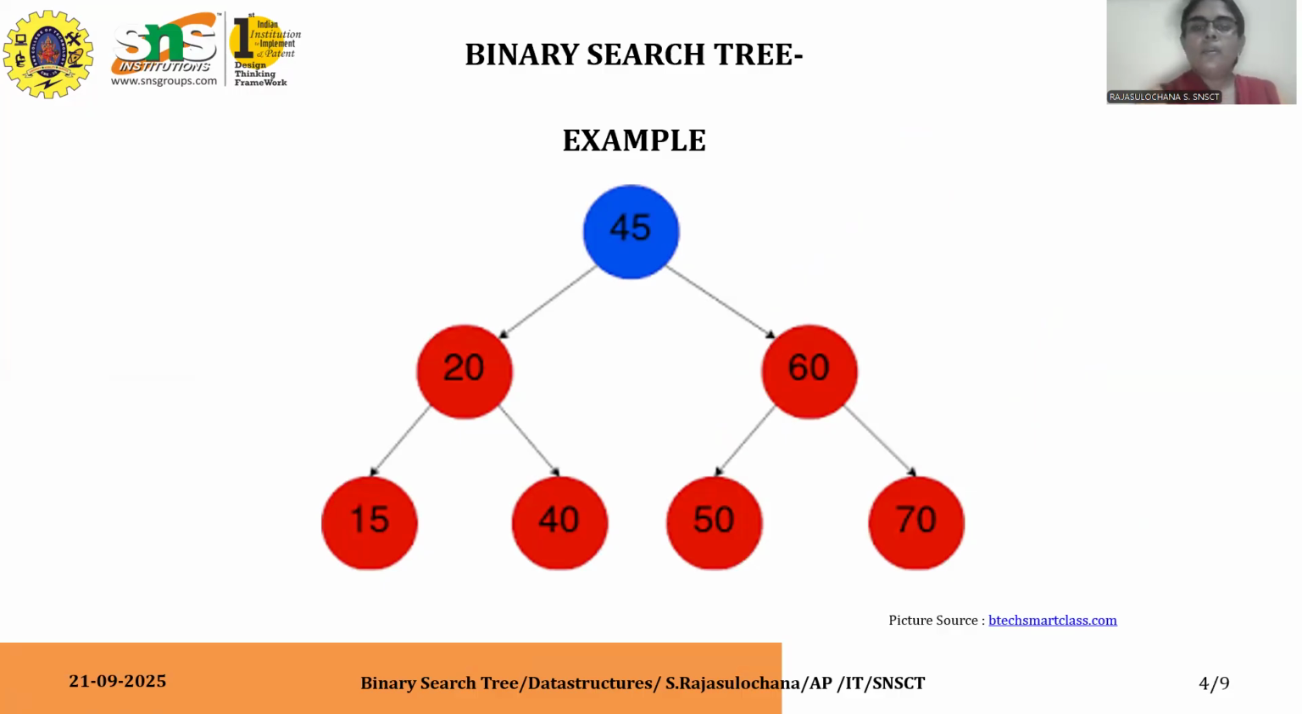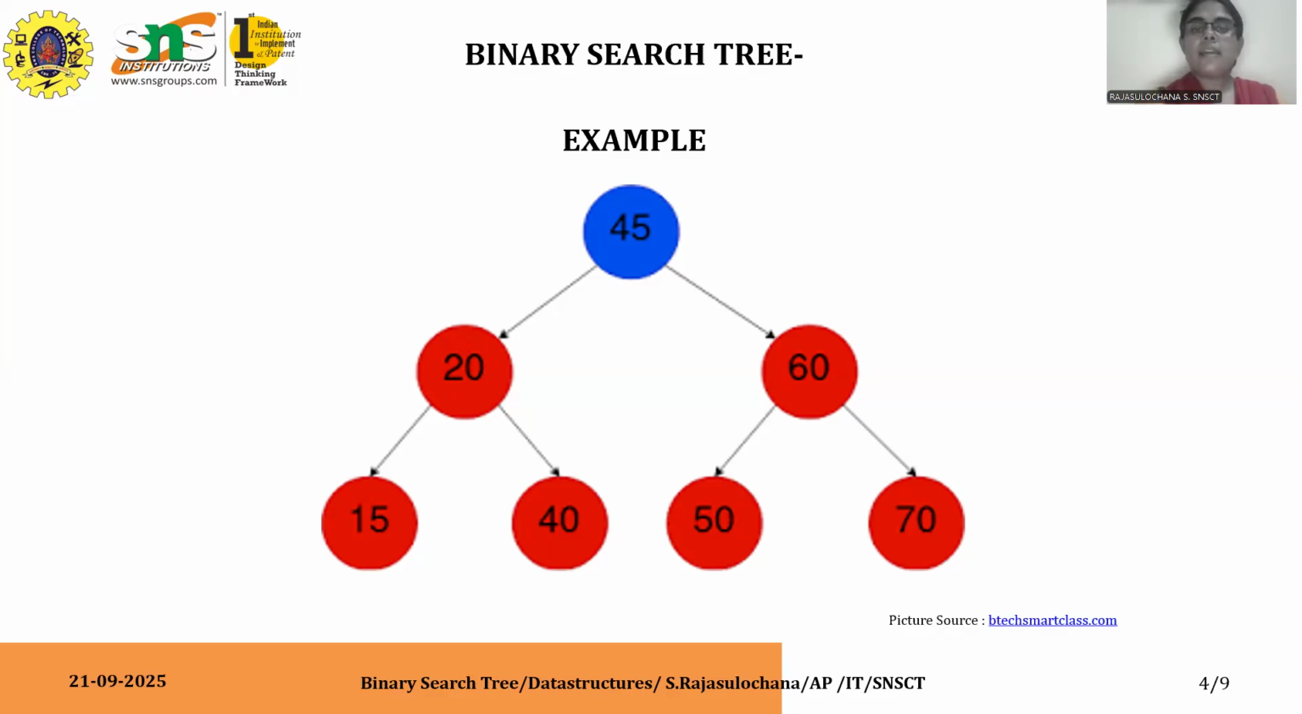Now look at this particular tree. What is your root node? The root node contains the value 45. The left subtree contains values 20, 15 and 40. So all the values in the left subtree are less than the root, which is 45. The right subtree contains values 50, 65, 60 and 70. All the values on the right subtree are greater than the root 45.